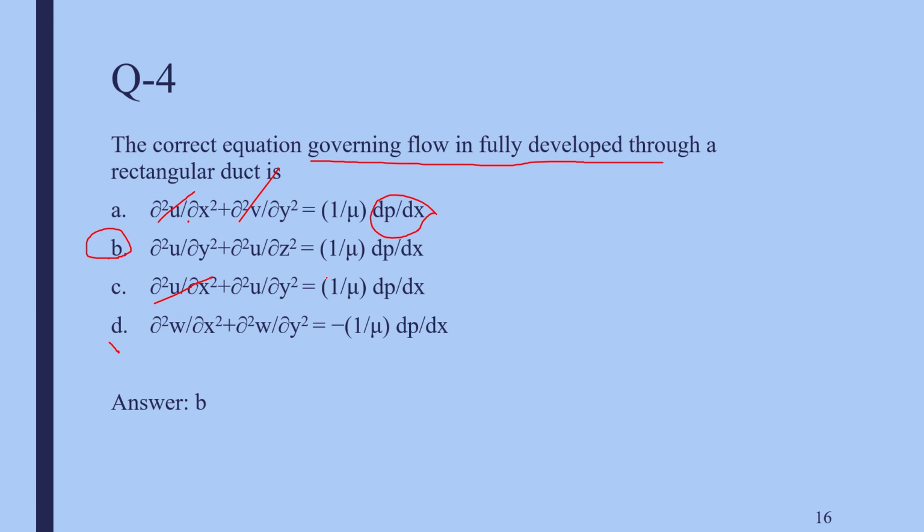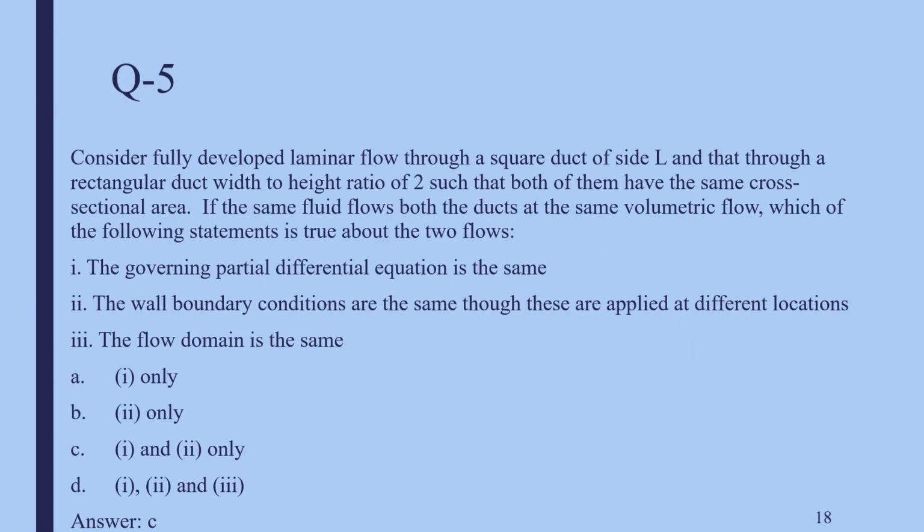So the right answer to this particular question is option B, which is ∂²u/∂y² plus ∂²u/∂z² is equal to 1/μ dp/dx. Well, that is question 4. Now we'll go to question 5.